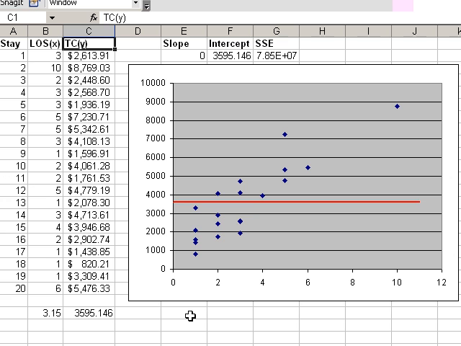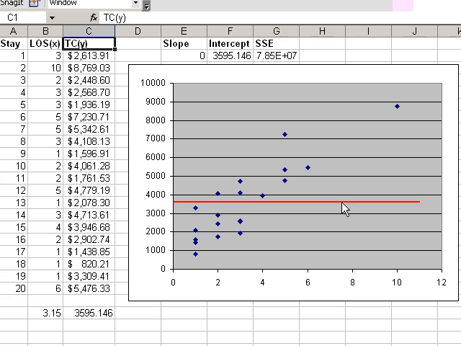Within the concept of simple linear regression, we are trying to see if we can predict total charges, the y variable, using length of stay. The blue dots in the chart represent the combination of length of stay and charges, so that, for example, this blue dot, as the title shows, is a stay of 10 days that cost $8,769. The other blue dots are similar.